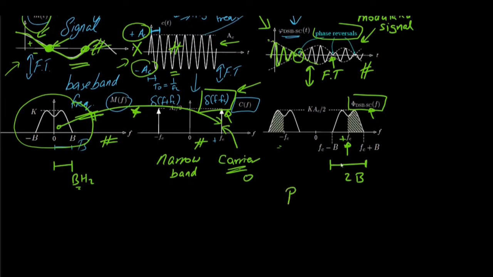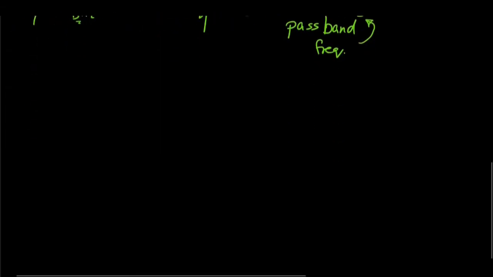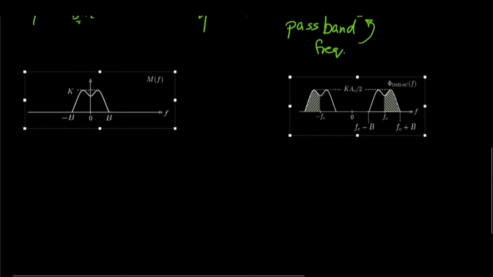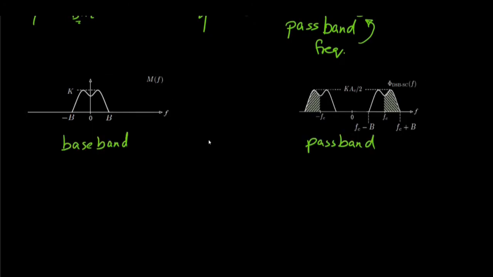So this is our passband frequency, and for that the bandwidth is now 2B. Now again let us replot the baseband and the passband. So over here this is our upper sideband, which is also over here and over here. So these are our upper sideband, whereas this is our lower sideband, and this is represented over here.